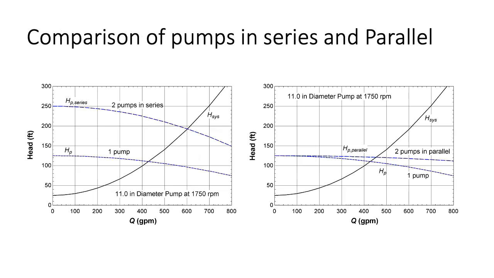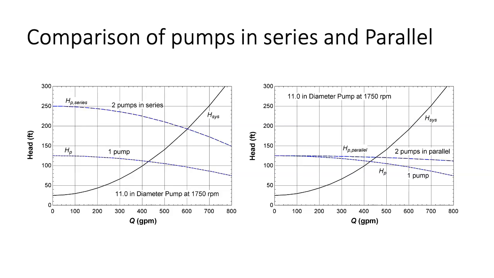Finally, let's compare how the operating points shift for the case of two pumps in series and the case of two pumps in parallel. For both figures, the system curve and the pump curve for a single pump are shown. For the figure on the left, the pump curve for two pumps in series has been added. Note that the pump head at each flow rate is double for the two pumps in series as expected. For the figure on the right, the pump curve for two pumps in parallel has been added. Note that the flow rate at each pump head is double for the two pumps in parallel as expected, but it is harder to see this on the scale shown.